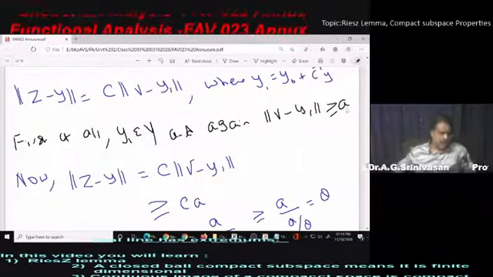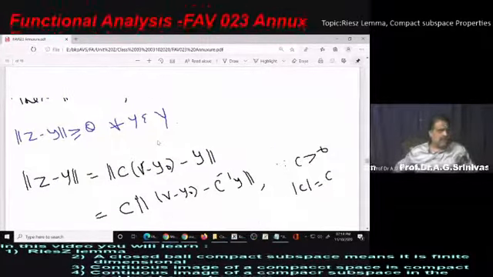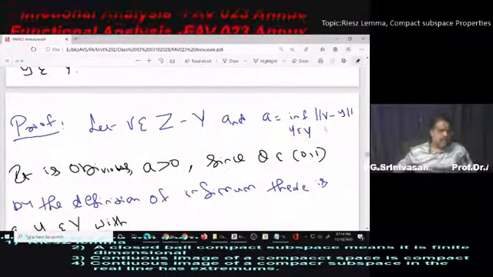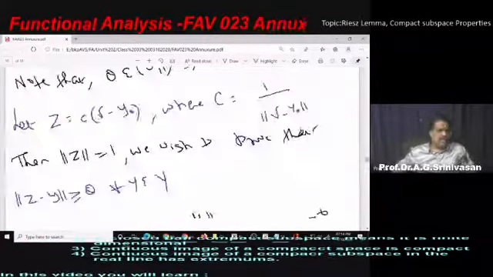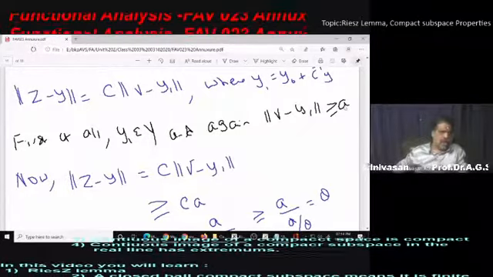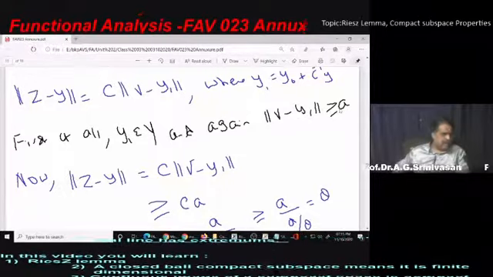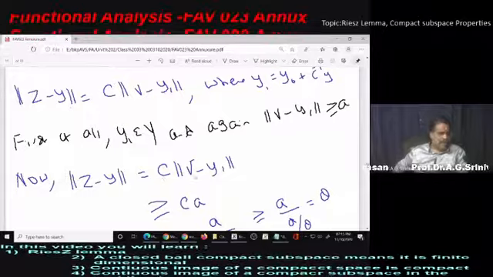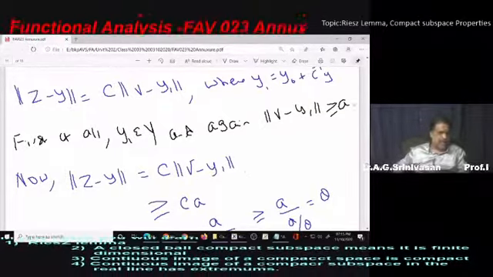And not only that, norm V minus Y1 is at least A. What is the reason? Y1 belongs to Y, we proved just now. And what is the definition of the norm A? Its definition is the infimum of all such norms V minus Y, with Y belonging to Y. Now we have V minus Y1. So therefore, this term will be at least A, or more than A, of course, is also possible. So norm V minus Y1 is greater or equal to A. Therefore, norm Z minus Y equals C times norm V minus Y1, which is greater or equal to C times A, because norm V minus Y1 is greater or equal to A.